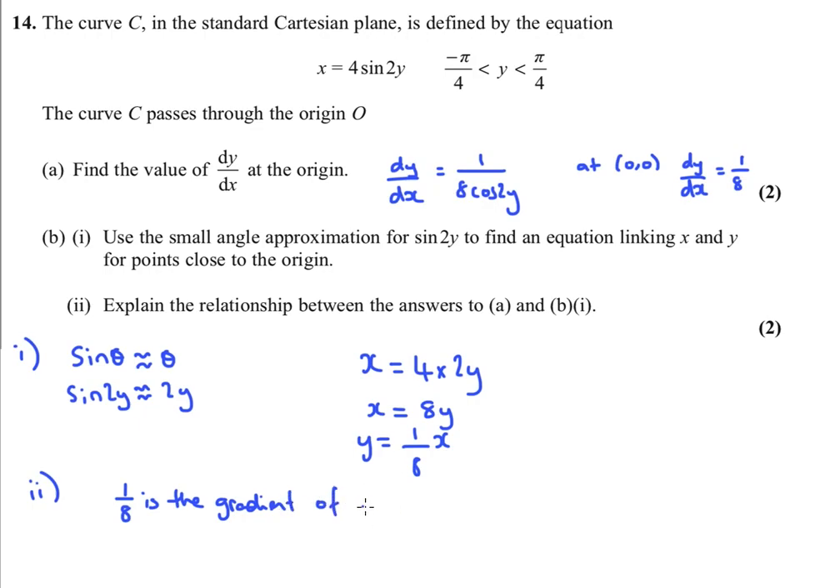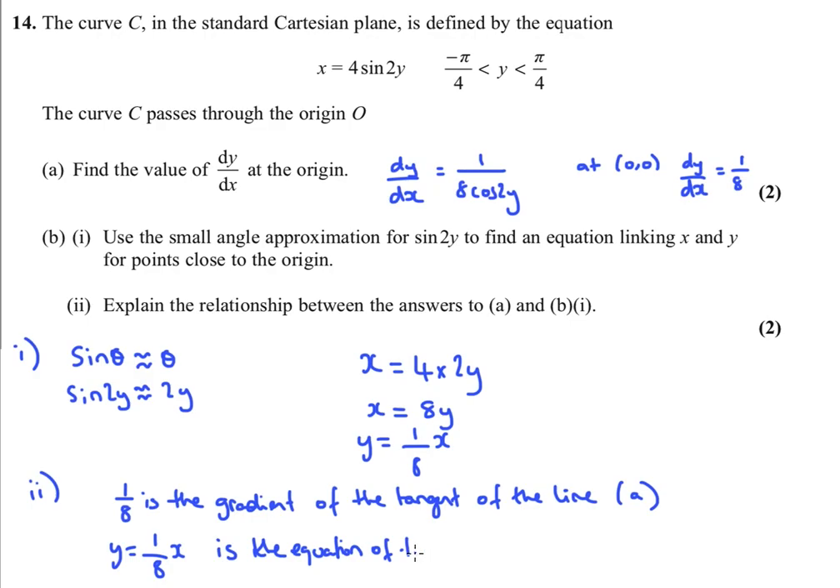So we can say that the eighth is the gradient of the tangent of the line, and that's from A, and y equals an eighth x is the equation of the tangent line at the origin.